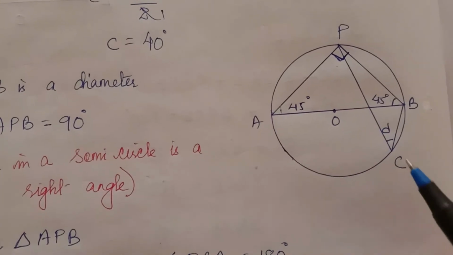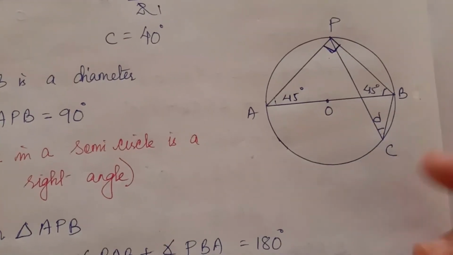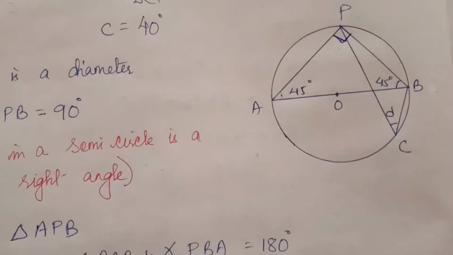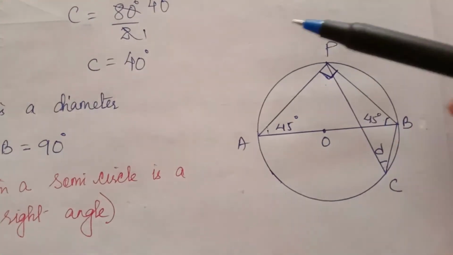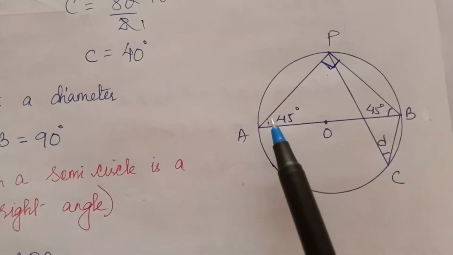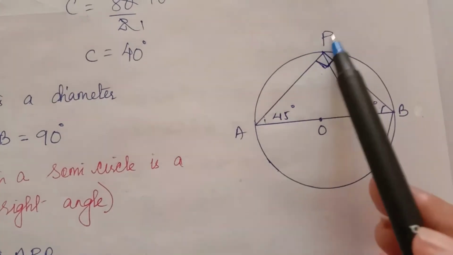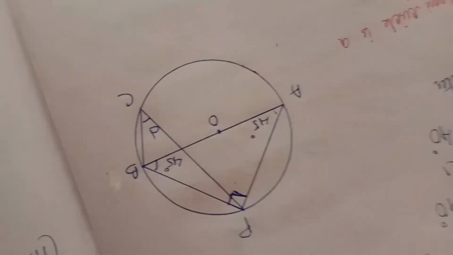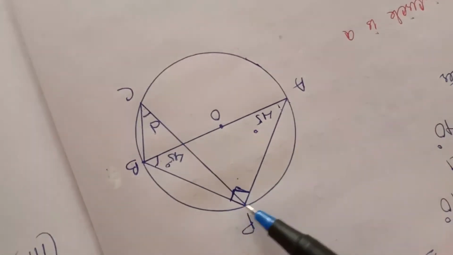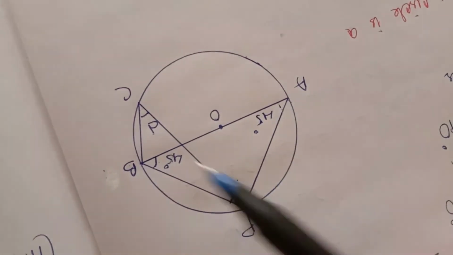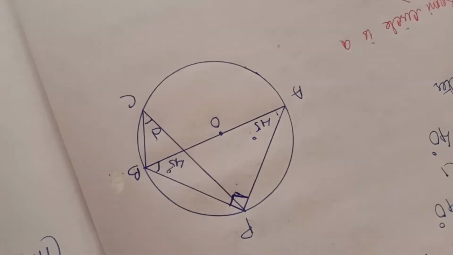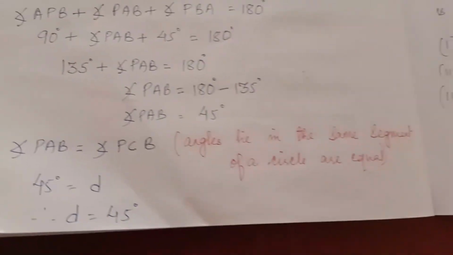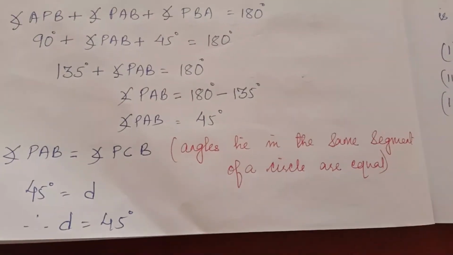Now we have to find the value of angle D. So angle D lies in this segment PNB. See, its end points are P and B, and similarly for this angle 45, end points are P and B. That means we can see the diagram like this. These two angles lie in the same segment of a circle PB, so they must be equal. So D is also 45 degrees. So you have to write here D is 45, and the reason is angles in the same segment of a circle are equal.